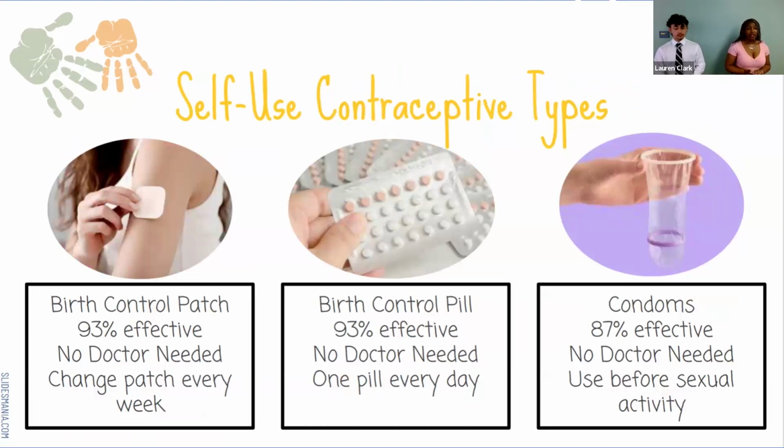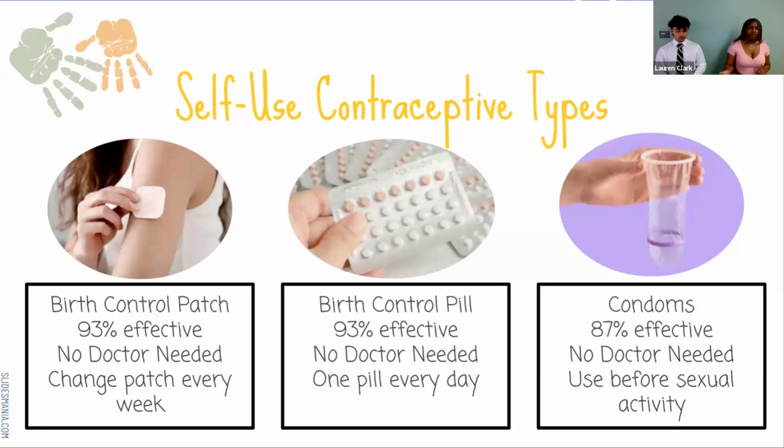The second type is self-use contraceptives. These are more on the individual. So the first one is a birth control patch, 93% effective, no doctor needed. You change the patch every week. I think of this kind of like the shot, which is every 3 months, but you do have to remember to change the patch every week to remain protected.